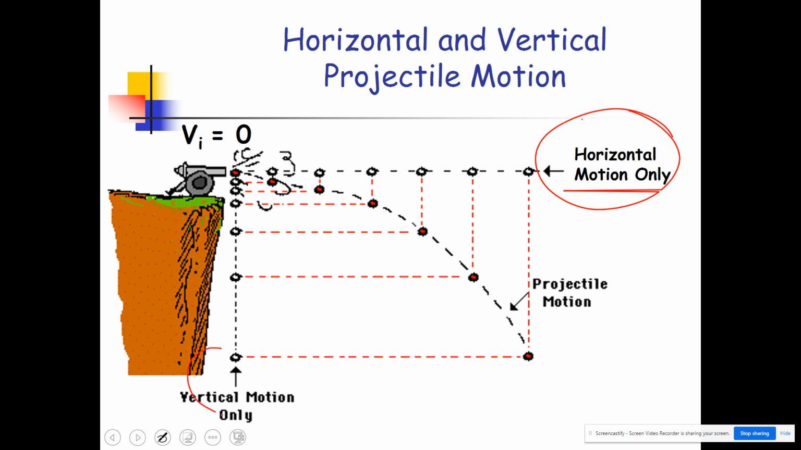And you've got the vertical component down here, in which it's falling at an accelerated rate because the force of gravity keeps pulling on it constantly. And the cannonball doesn't follow either of those paths. It really follows this parabola, this curved path right here.